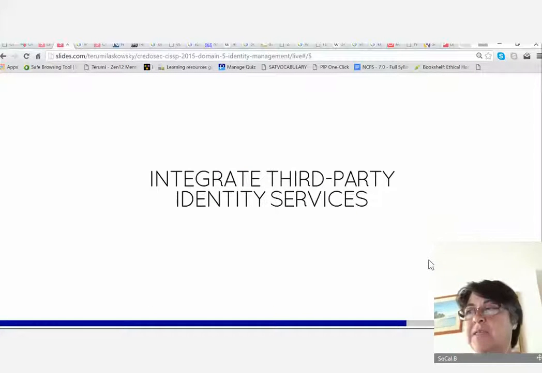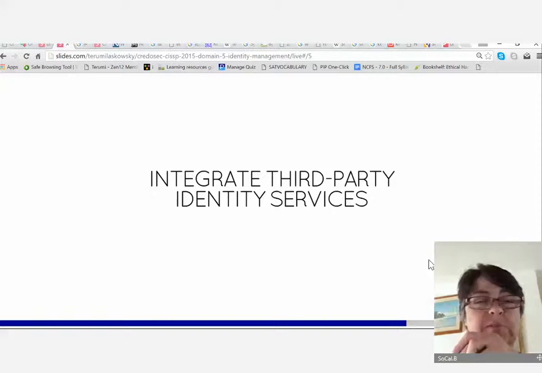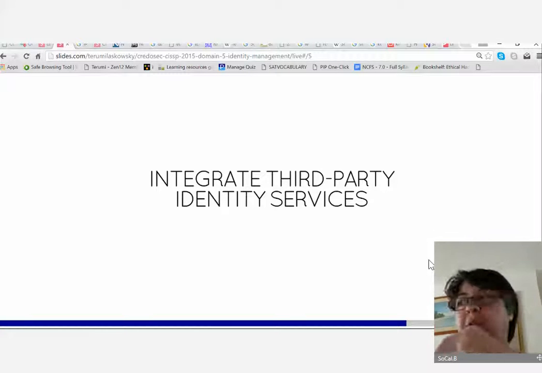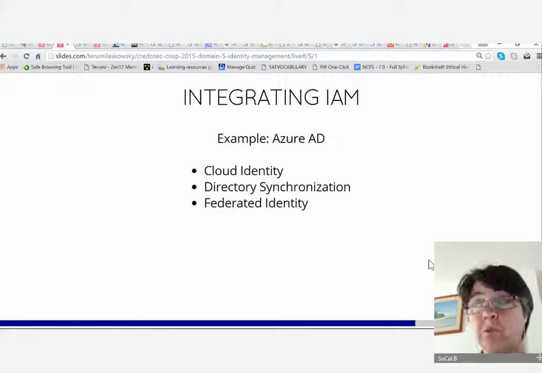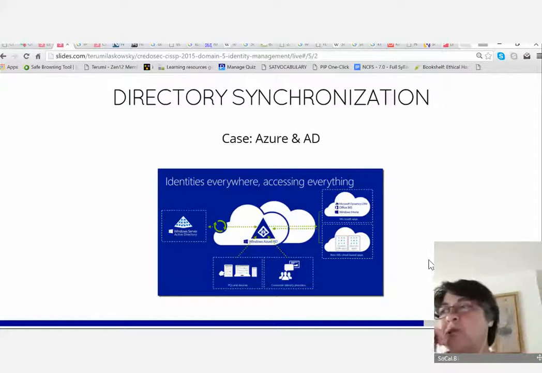So the next part is integrating third-party identity services. Now it's not IDOS, but it is third-party identity services, integrating it with your current services. For example, something like Azure Active Directory, the Azure Cloud Identity provided by Microsoft. It will do directory synchronization, and yes, it will do federated identity. I grabbed this from the Azure site.